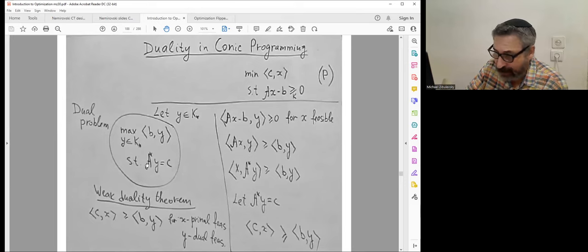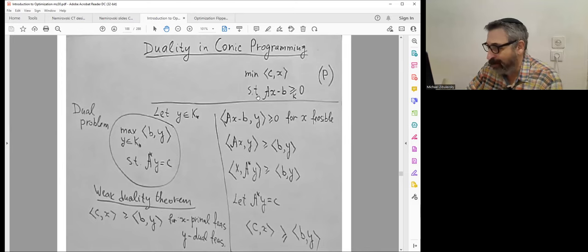The previous one was a particular case of this one. You're right, because here we have a general conic formulation, and on the previous slide we had a particular case of conic problem, when our cone is the cone of positive semidefinite matrices.